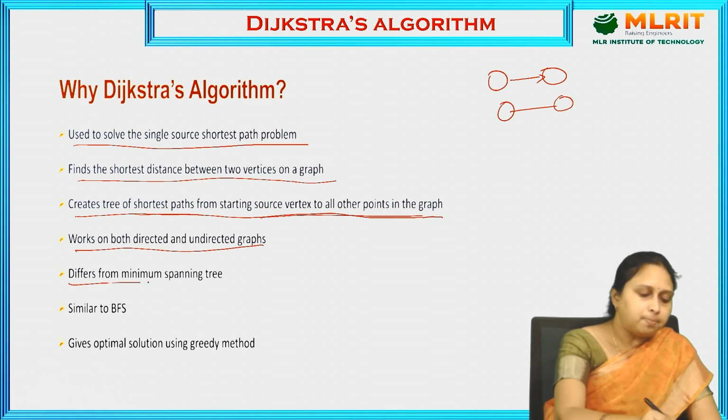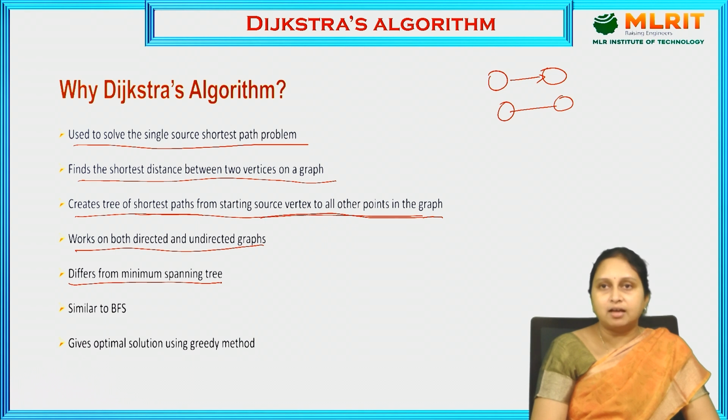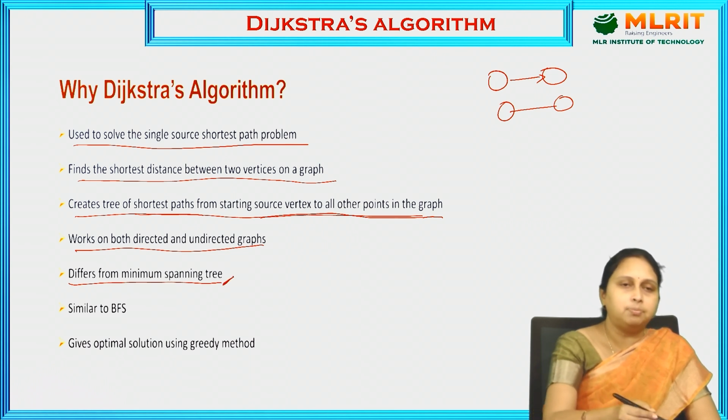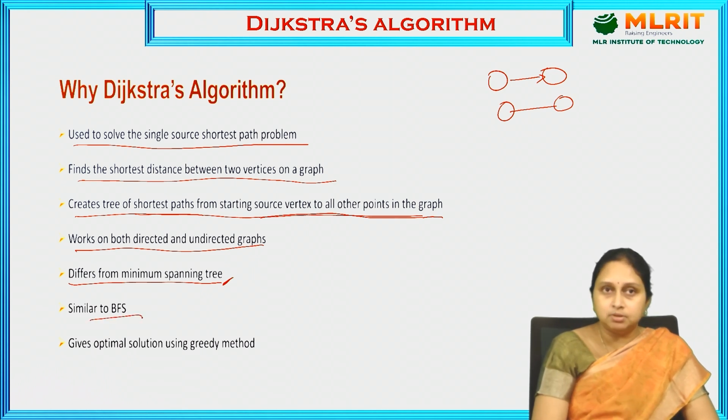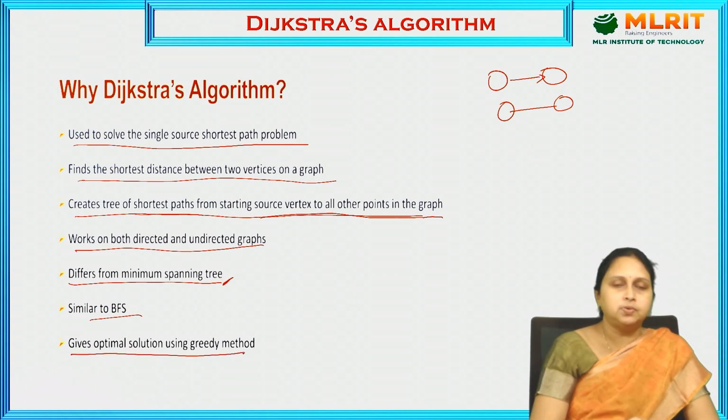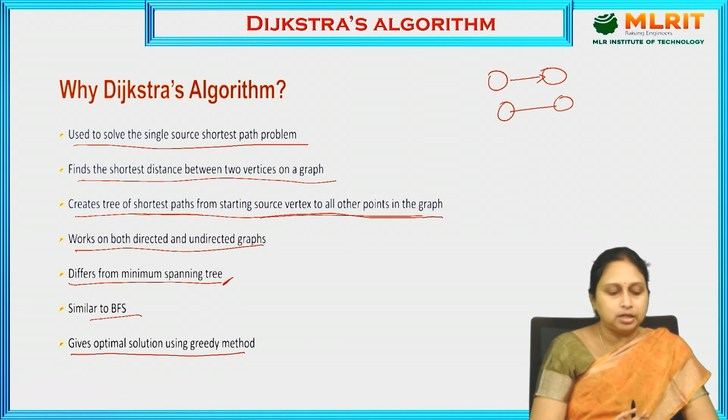And it differs from the minimum spanning tree. As we have seen in BFS and DFS, we find a minimum spanning tree. Here, Dijkstra's algorithm is different from the minimum spanning tree representation. It is similar to BFS, but it does not find any minimum spanning trees here. And it gives an optimal solution using the greedy method.